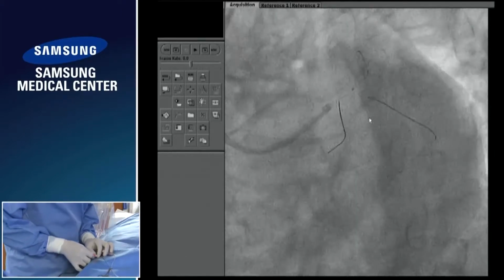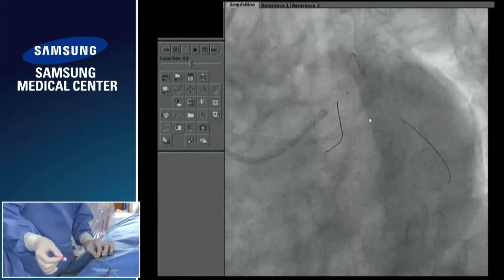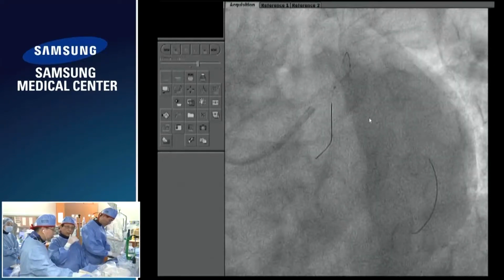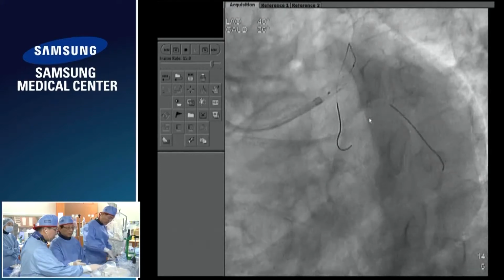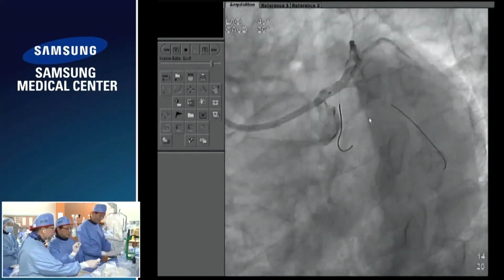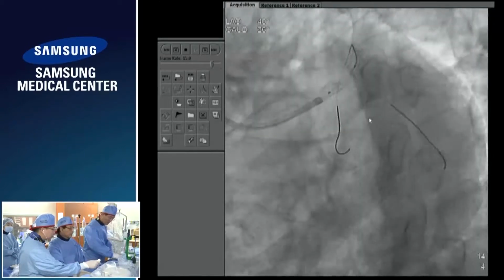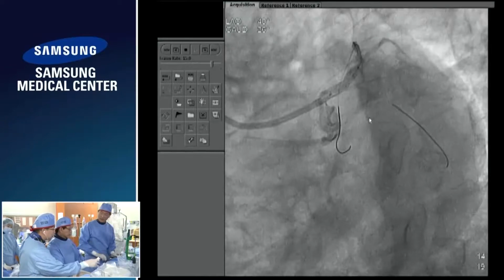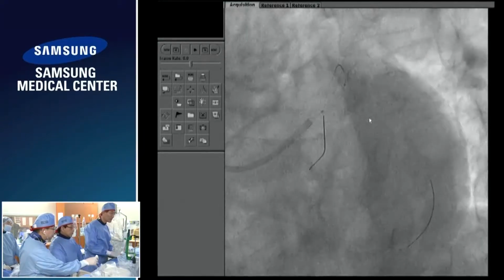I do the POT for this purpose. Okay, oh yeah, this is very good. So, if we can introduce the wire to the distal struts, it would be better. But sometimes if it's too narrow, we cannot, no choice. So anyway, we put the stent, like to put the stent in the circumflex.